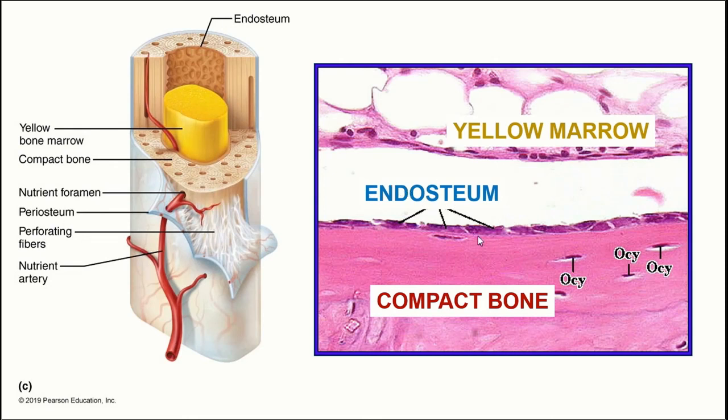This thin layer of endosteum contains the osteoprogenitor cells, just like we saw in the osteogenic layer of the periosteum, and it also contains osteoblasts and osteoclasts as well. So we see cells that are involved in building bone and breaking down bone, as well as the stem cells of bone.